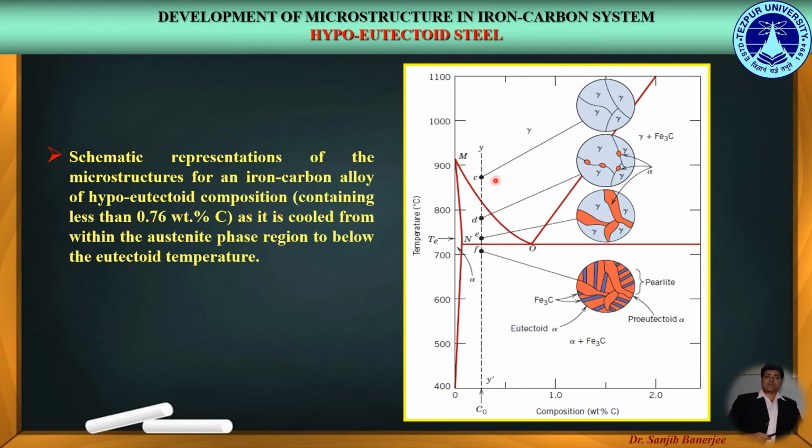While cooling down further, we reach from point C to point D, where we enter into the phase of alpha plus gamma. Therefore, we get the microstructure in this particular inset, where we can see that the ferrite phase has started to nucleate along the grain boundaries of austenite. While cooling down further, we reach from point D to point E, where we can see in the microstructure that the ferrite phase has grown in size along the grain boundaries of austenite.